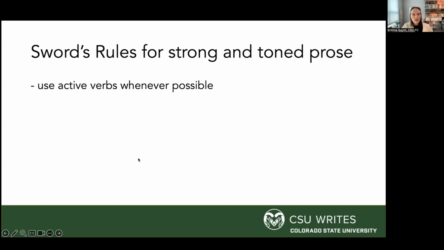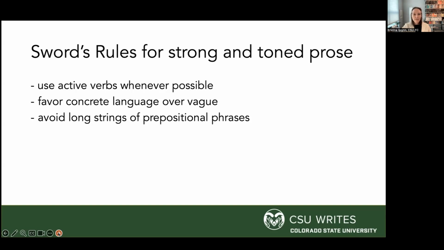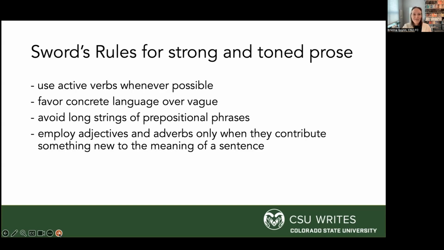prose. Use active verbs whenever possible, so that your reader can see what drives the sentence, drives the meaning. Favor concrete language over vague. Avoid long strings of prepositional phrases. We're not going to go through examples of all of these, but if you have questions about prepositional phrases, please reach out. I'm happy to meet and talk about them. I enjoyed that. Employ adjectives and adverbs only when they contribute something new to the meaning of the sentence.